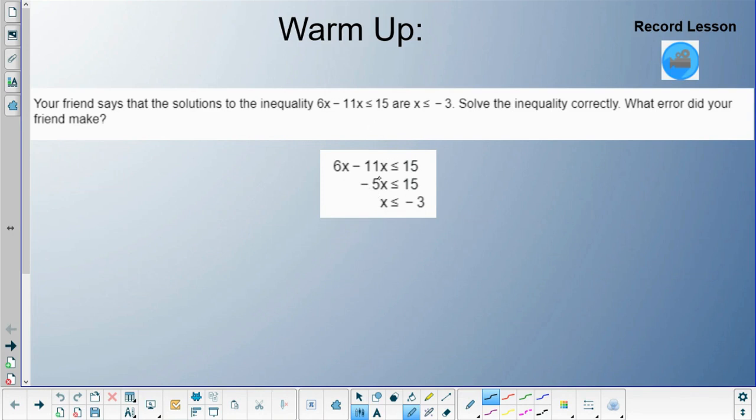Well, they divided by a negative in this step right here. So because you divide by a negative, you should be flipping your sign. There's a big difference between x is less than or equal to negative 3 and x is greater than or equal to negative 3. So that was the main mistake. They forgot to flip the sign when they divided by a negative.